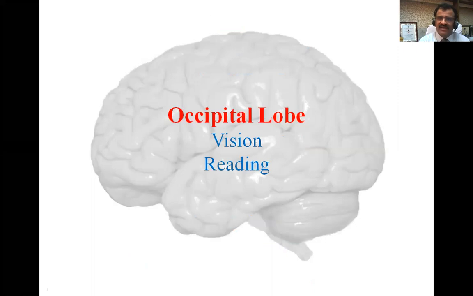The occipital lobe is only for vision, and vision is related to reading. So it is the visual lobe; there is nothing much more on the occipital lobe.